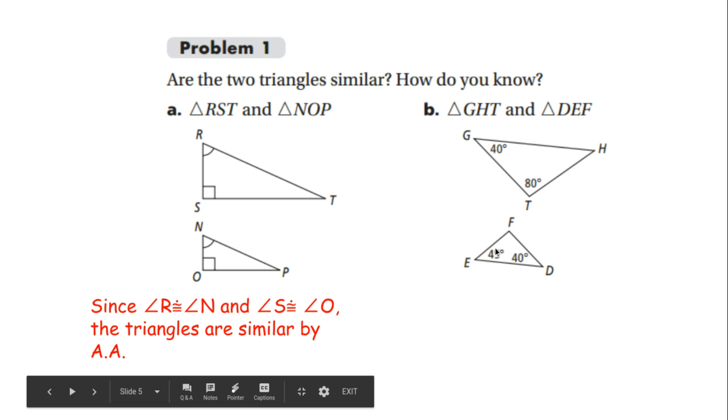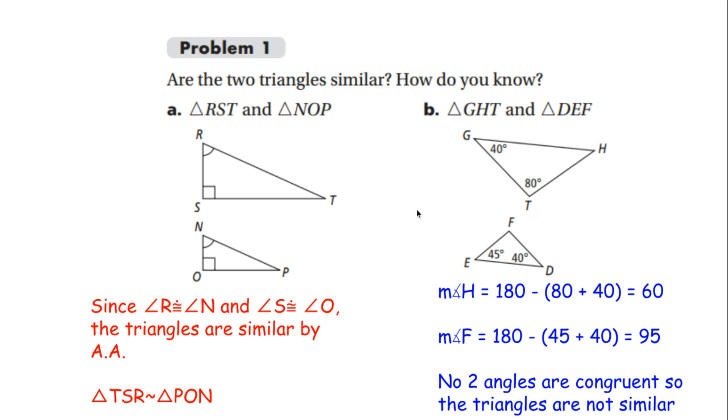In problem 1B, right now we have one pair of angles that are definitely congruent. The second pair we don't have yet, because we still don't know those third angles. So we'll find the measure of angle H by taking 180 minus (80 plus 40). That means angle H is 60 degrees. Angle F, 180 minus (45 plus 40). So angle F would be 95 degrees. So since no two angles are congruent, the triangles are not similar. We didn't satisfy the AA similarity postulate.